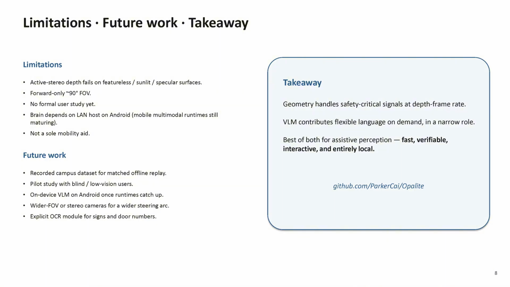The camera also sees forward only, around a 90-degree field of view, so it's not as good as the human eye's field of view. Also, a formal user study hasn't been done yet. And on Android, Brain still needs to call the host PC because mobile runtimes for the newer model like Gemma 4 aren't quite there yet. You can run the model on the phone natively, but the pipeline to route the request is not there yet.